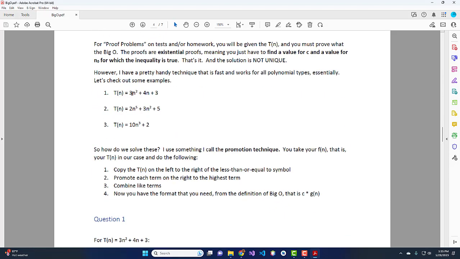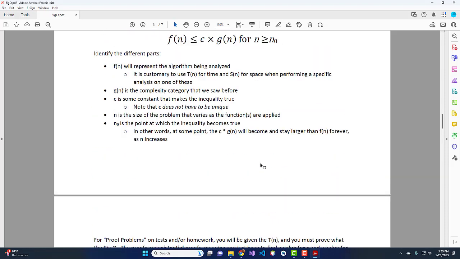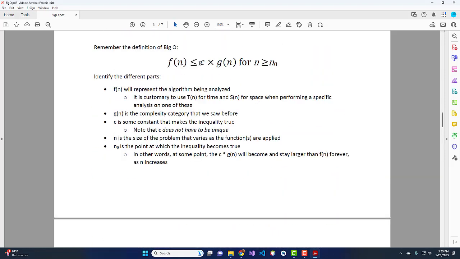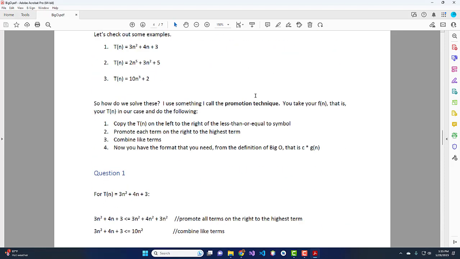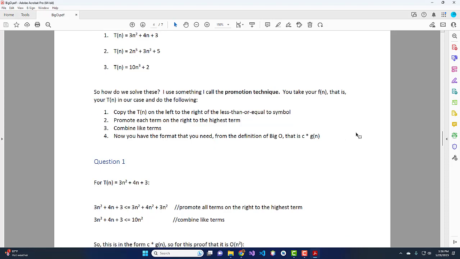For this example, you could intuitively just look at it and say, well, it's going to be some sort of constant times n squared because that's the largest term. That's what I want. My g of n is going to be n squared. You have to do it in a relatively rigorous way just so you don't mess up, but it's actually fairly simple. Copy the T of n on the left to the right of the less than or equal to symbol, promote each term on the right to the highest term, combine like terms, and now you have the format you need from the definition of big O, that is c times g of n.